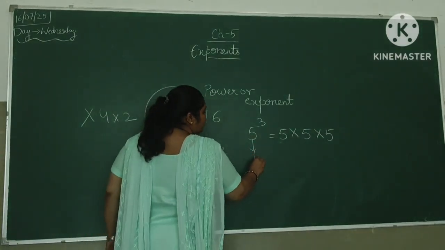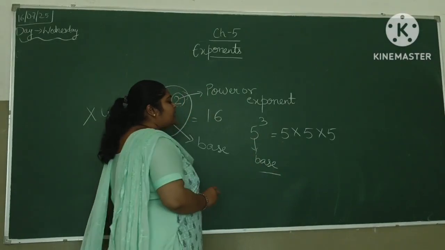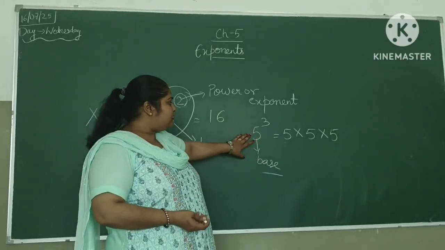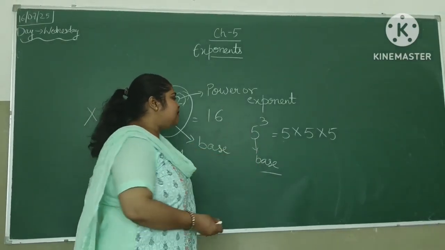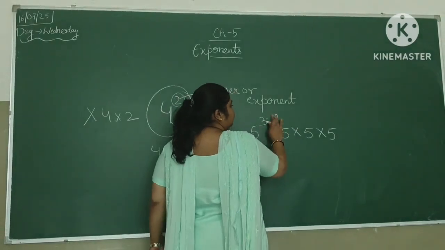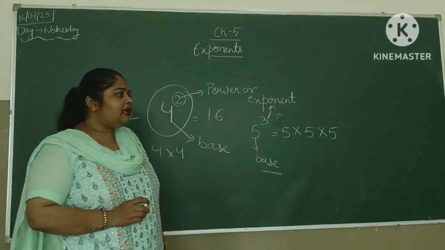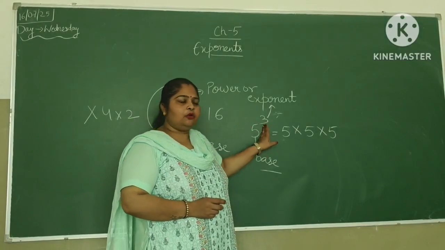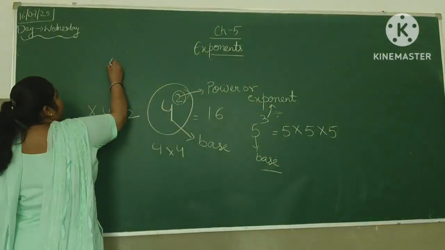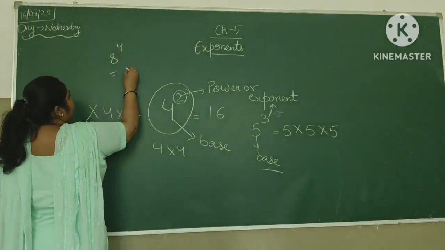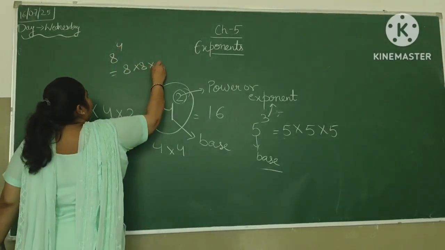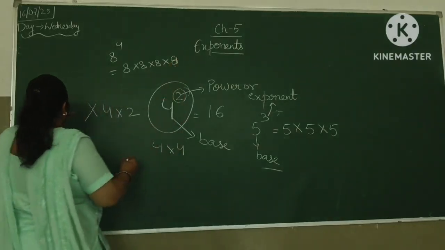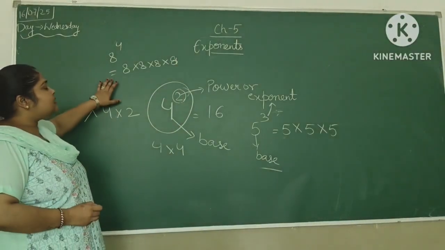Okay, here this is your base. You can remember it like this: the number which is written down is the base. The number which is written at the downside, that is the base. And the number which is written at the upper side is the exponent. The exponent shows that you have to multiply the base up to that. So if we have 8, we write 8 multiplied by 8 multiplied by 8 multiplied by 8.